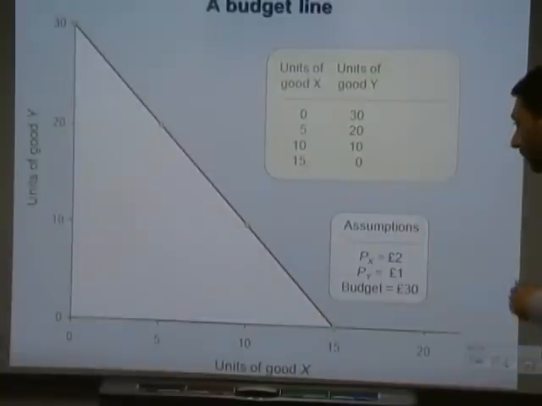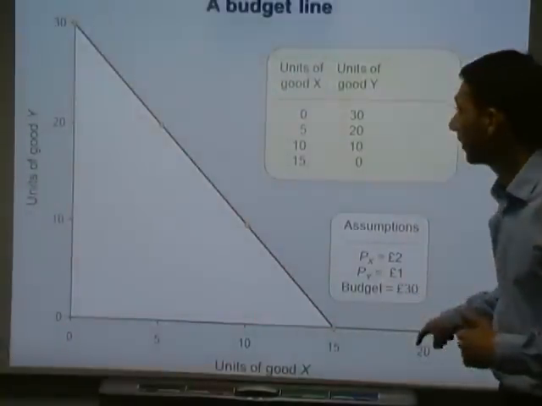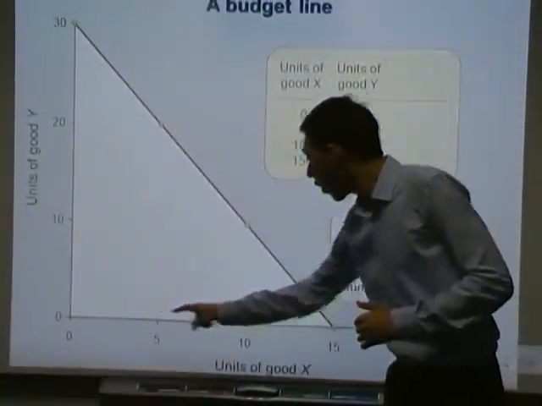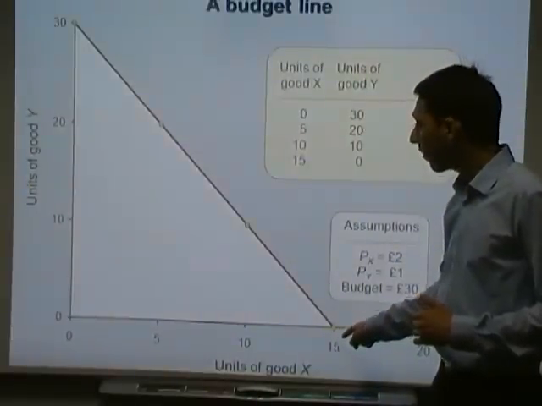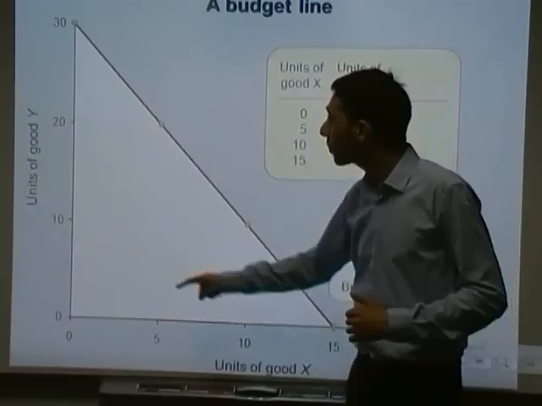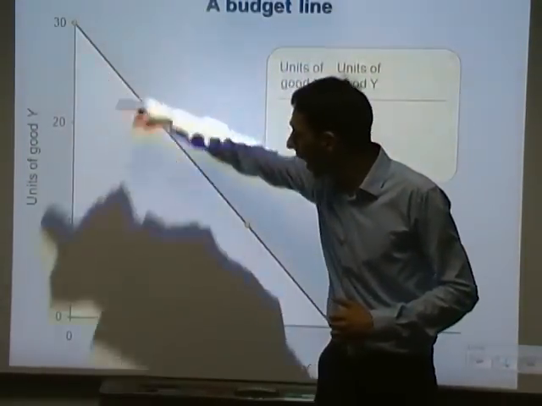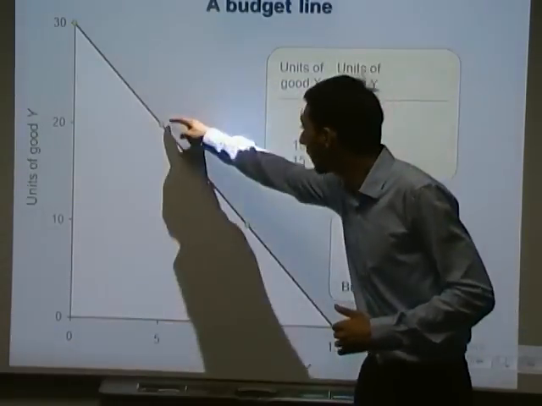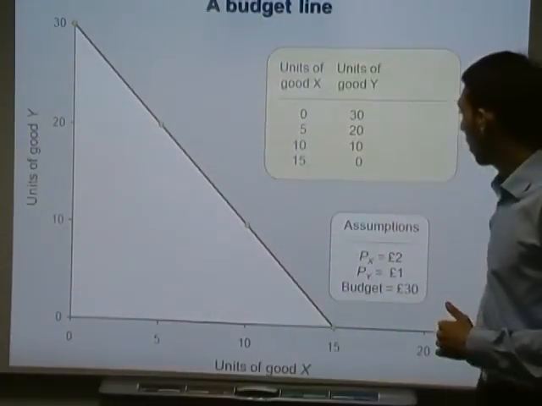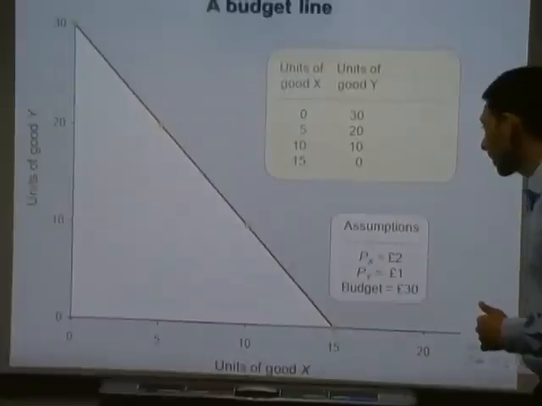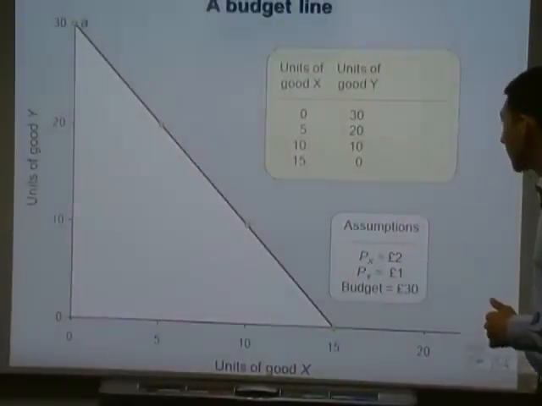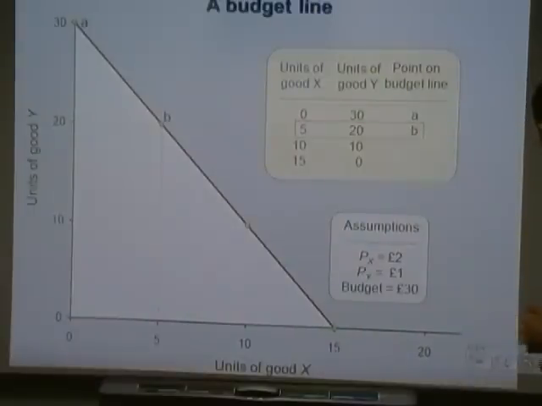So this is going to be your budget line. If you spend all your money on X, you have 15 of X and 0 of Y. If you are spending all your money on Y, you have 30 units of Y and 0 units of X, and these are the other two combinations. So this is A, this is B, this is C, and this is D.